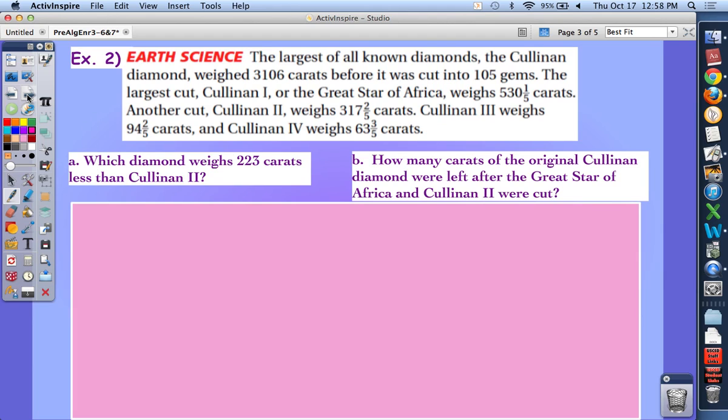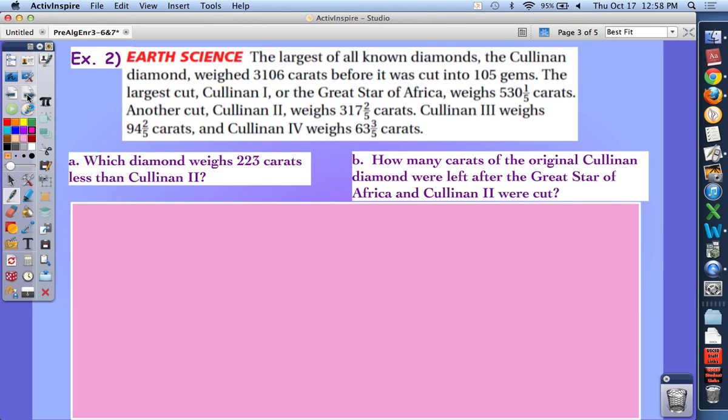That's pretty cool. The largest cut, the Cullinan 1, or the Great Star of Africa as they call it, weighs 530 and 1/5 carats. Another Cullinan 2 weighs 317 and 2/5 carats, and Cullinan 3 weighs 94 and 2/5 carats. And Cullinan 4 weighs 63 and 3/5 carats. So it made even more diamonds. These are just the biggest that they got out of it.